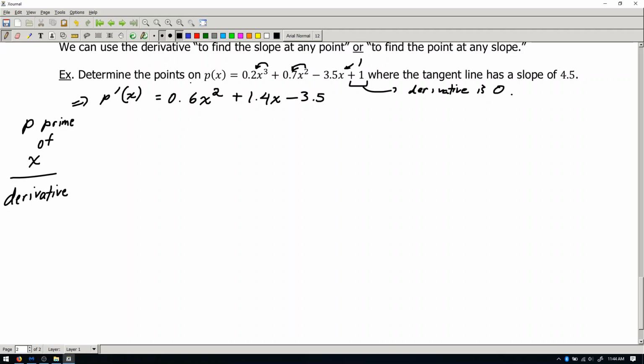Now, it's not saying in this question to determine the slope when x equals a certain value. Instead, it's saying determine the points, and by points it means coordinates x, y, where the tangent has a slope of 4.5. So whenever you see this terminology, what it actually means is determine the values of x where the derivative is 4.5. So what we're going to do is set this thing to 4.5.